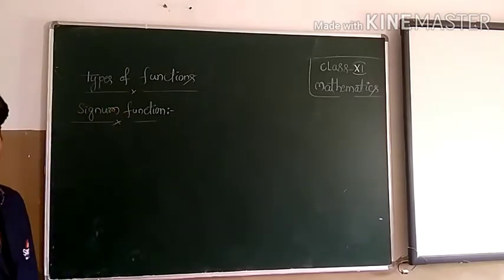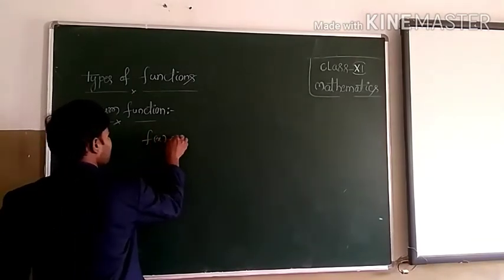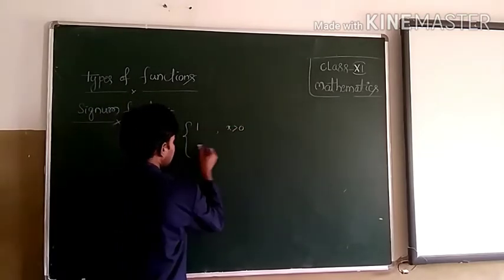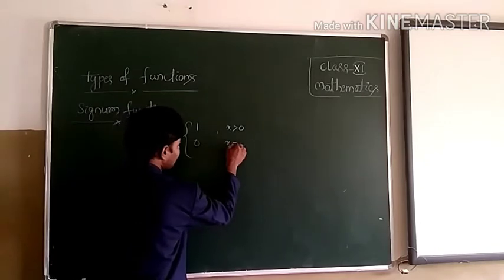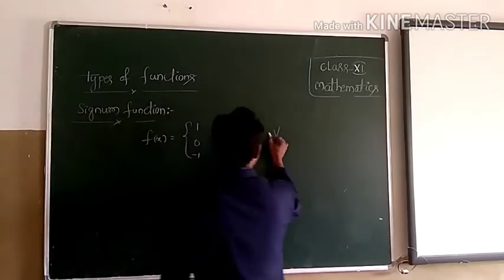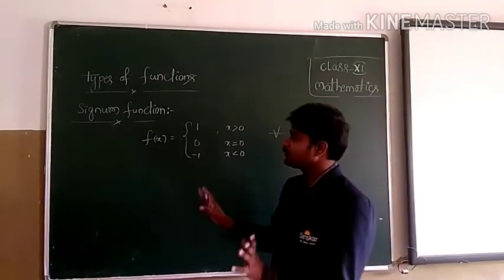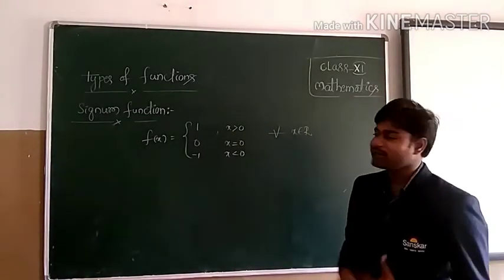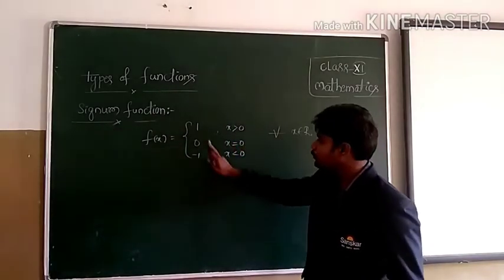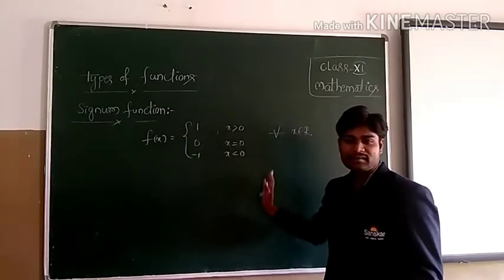The signum function is a function defined as f of x equals 1 when x is greater than 0, it is 0 when x is equal to 0, and it is minus 1 when x is less than 0, for all x belongs to R. Once again, the signum function is also completely different as compared to the other functions. The signum function means f of x equals 1 when x is greater than 0, 0 when x is equal to 0, and minus 1 when x is less than 0.